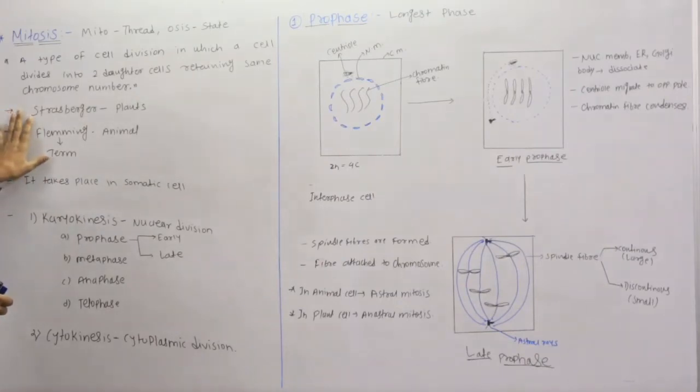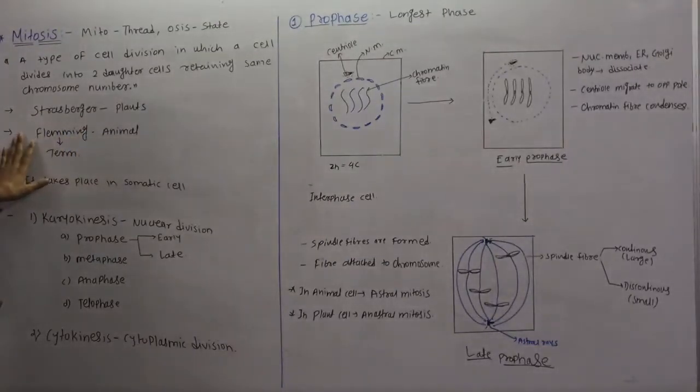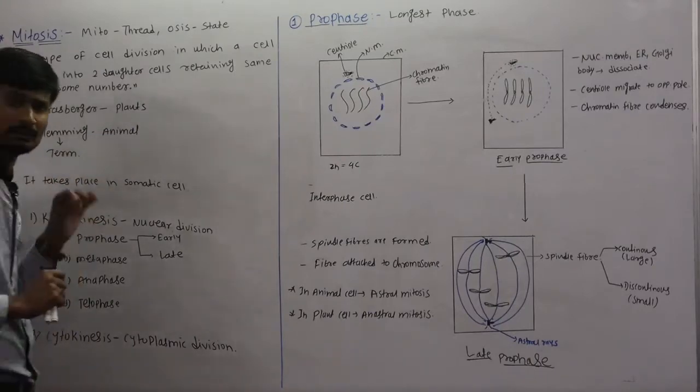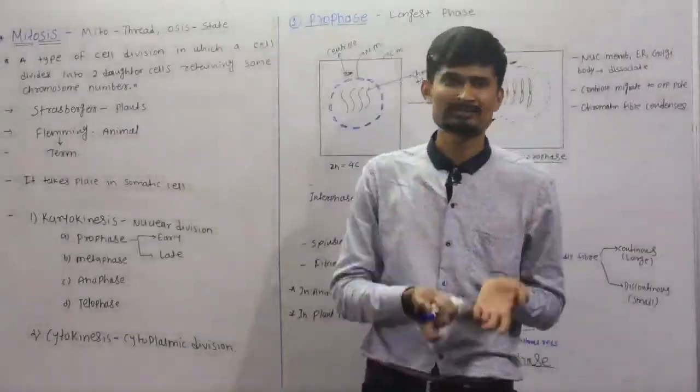This was first discovered in plants by Strasburger. In animals it was discovered by Fleming, and the term mitosis was also given by the scientist Fleming. It takes place in the somatic cells. It means that it generally takes place in the somatic cells, the body cells.